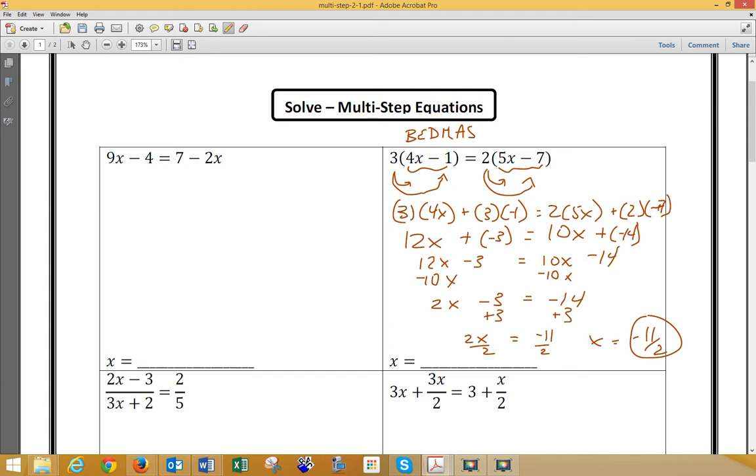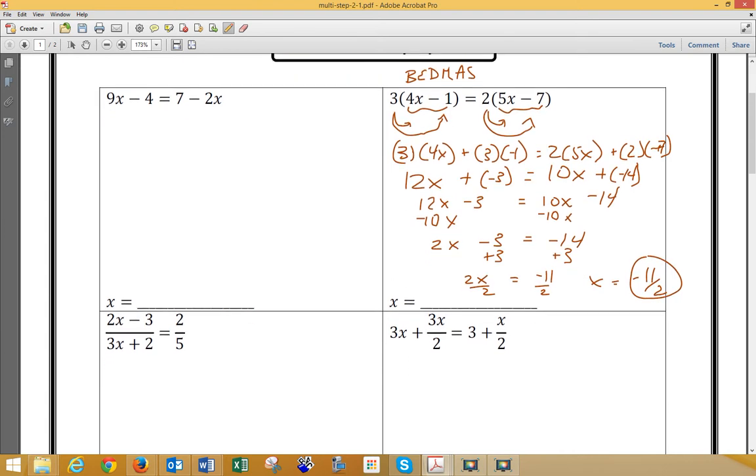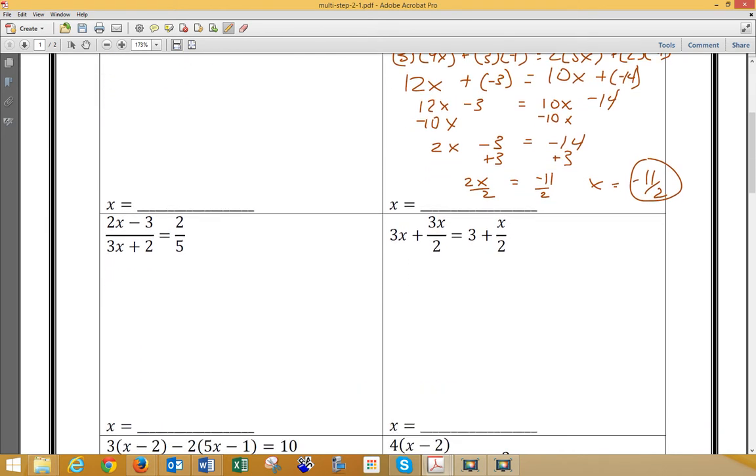And on these next questions, I'll just show you how to get started. So if you see something like this, you need to first cross multiply. So you're going to have 2x minus 3 times 5 equals 2 times 3x plus 2. And so just like last question, you're going to need to multiply that through. So you're going to end up with 10x minus 15 equals 6x plus 4, and continue solving for x.